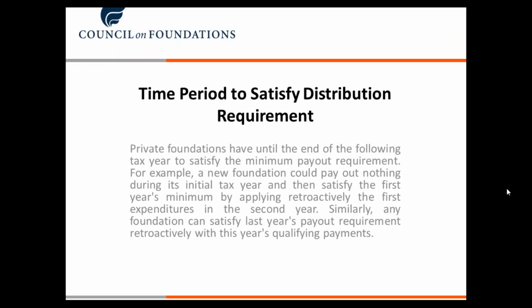So you might be asking, okay, great, we know how much we have to distribute. How much time do we have to distribute that amount? And the rules provide that private foundations have until the end of the following year to satisfy the minimum payout. And that makes sense if you think about the way these are calculated. You're generally not going to know for sure until the very end of the year, or maybe just after the end of the year, what your 12-month average investment assets are worth. So the code section provides that you have then the following year to make that distribution amount.